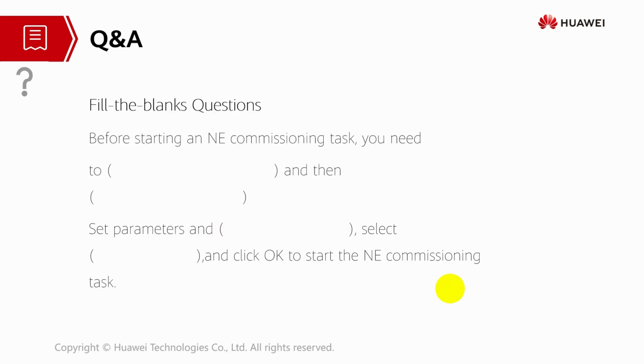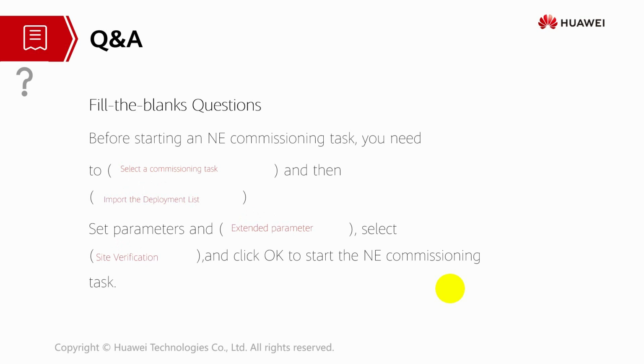Alright, so let's try this quiz question. Before starting any commissioning task, you need to blank and then blank, set the parameters and blank, select blank and click OK to start the any commissioning task. The first one, select a commissioning task. Second one, import the deployment list. Third answer, extended parameter. And the fourth one is site verification.